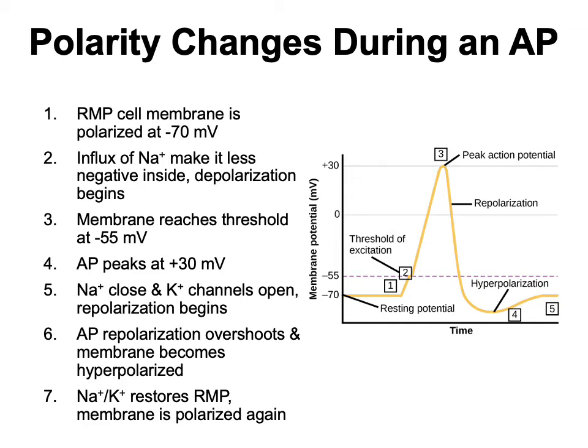Once it peaks, it'll then close the sodium channels and open potassium channels. The potassium will flood out through leaky channels, allowing it to become more negative on the inside, and repolarization begins. The action potential repolarization will overshoot the mark. It always does. So it will become more negative than resting membrane potential. But soon, the sodium-potassium pump will quickly restore it back to resting membrane potential at negative 70 millivolts, and then the membrane is polarized again.